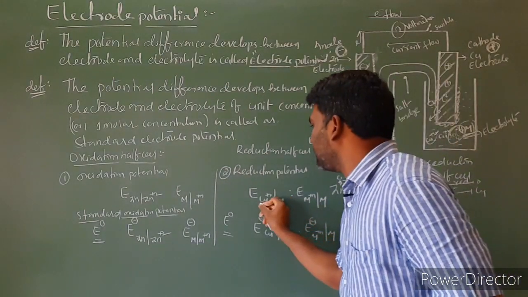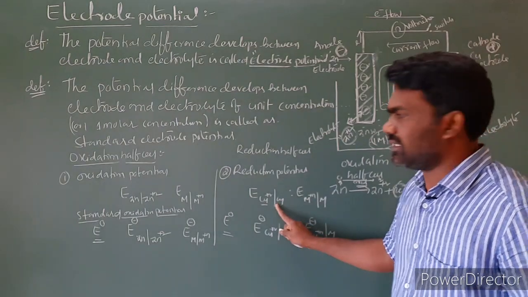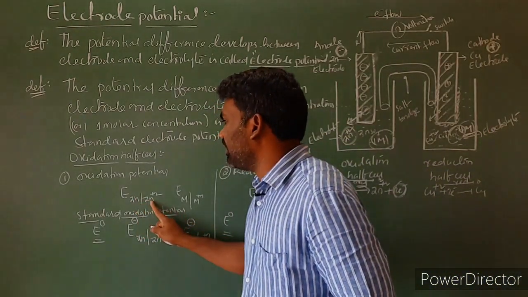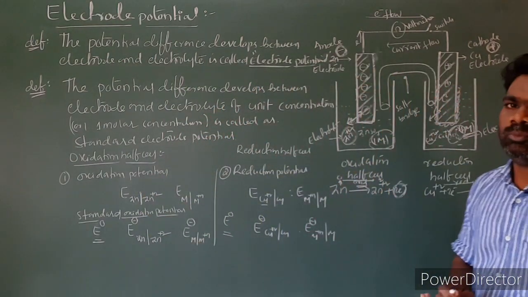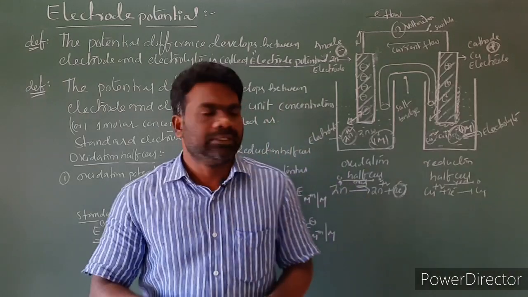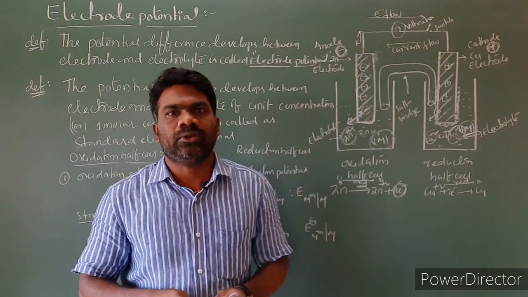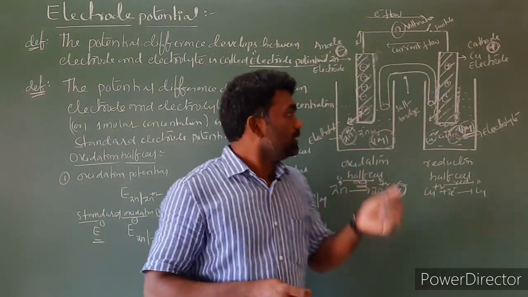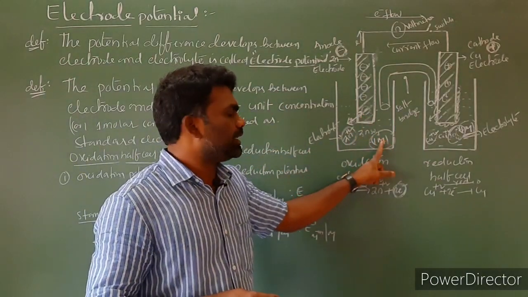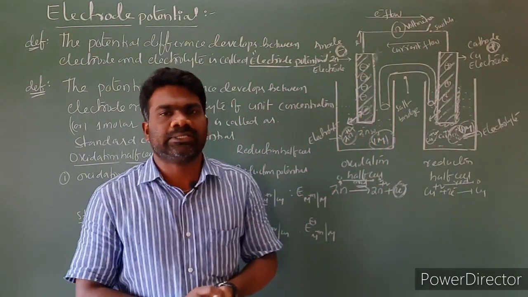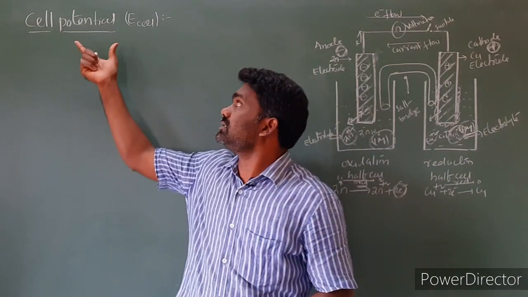I already said that in the representation of a galvanic cell, electrolyte and electrode are separated by one vertical line. Here also this is the electrode, this is the electrolyte, both separated by a vertical line. So this is the electrode potential. Electrode potential is defined as the potential difference developed between electrode and electrolyte. And the potential difference developed between electrode and electrolyte of unit concentration, that is 1 molar concentration, is called the standard electrode potential.